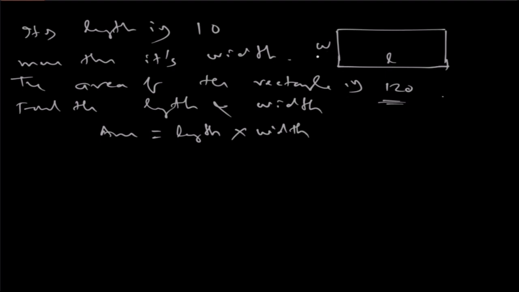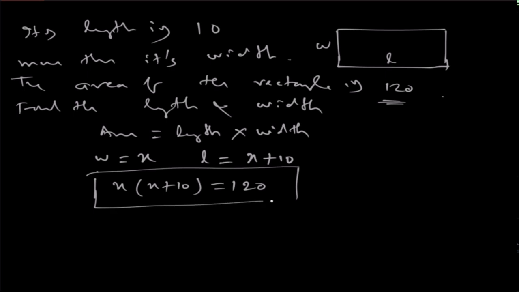So let us consider width as x, that is W is equal to x. Then L will be, length is what? It is 10 more than its width, so it will be x plus 10. Now W into L is 120, so x into x plus 10 is equal to 120. This is the algebraic equation, you can say the algebraic language of this real world problem. This is the equation formed, and we have to solve this.